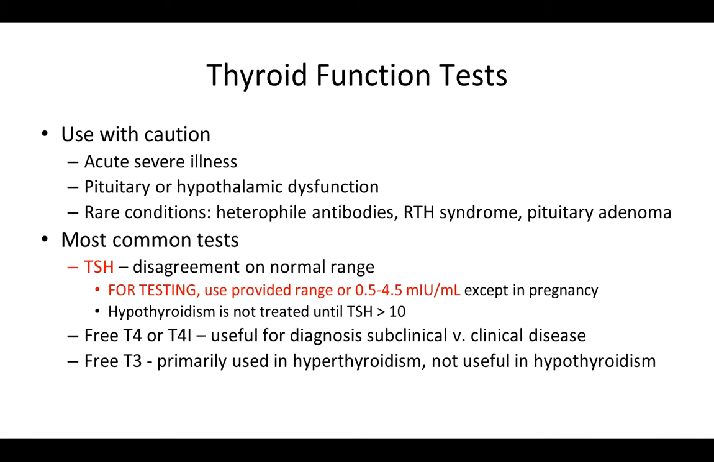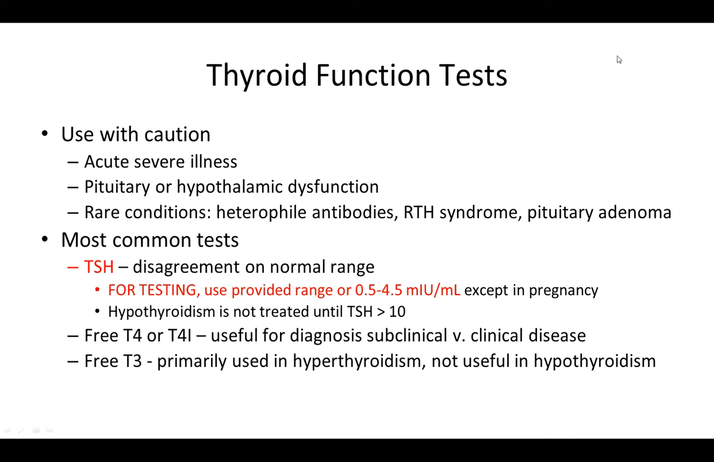Actually, we know that adults with low TSHs under 2.5 are more likely to have increased mortality, although we don't technically consider this hyperthyroidism. So the free T3 is not a very useful test in hypothyroidism. We don't use it very often because it is the very last test to become abnormal. So we avoid using that test in hypothyroidism. We use it a little bit more in hyperthyroidism.